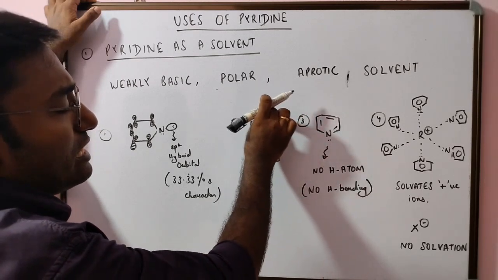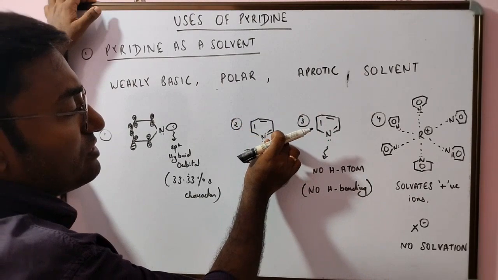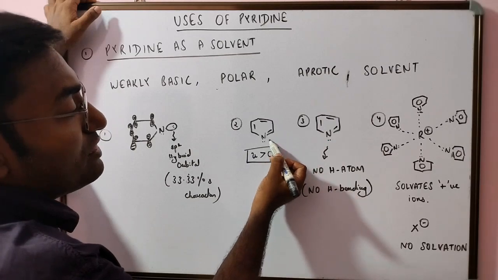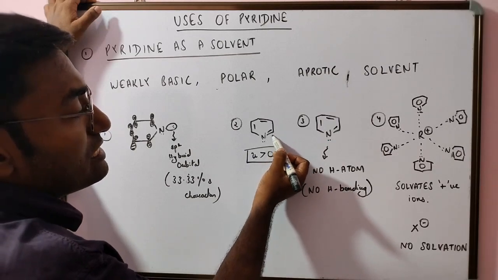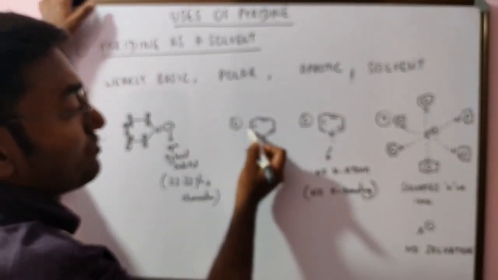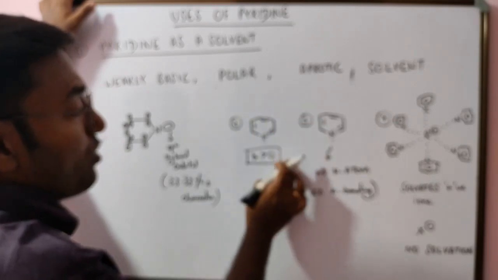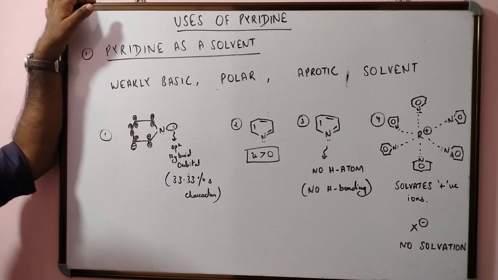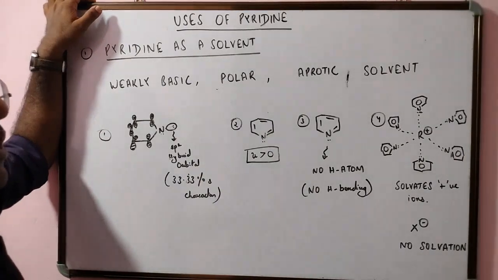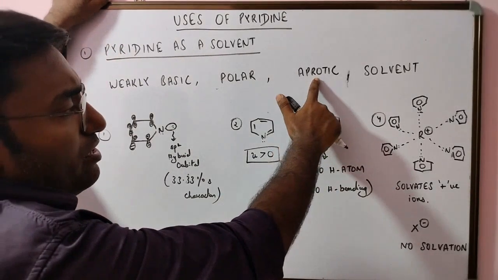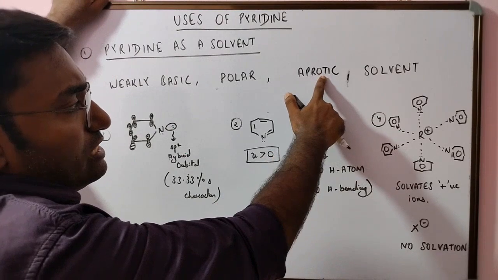This polarity is because of the difference of electronegativities of the atoms involved in the bond, which creates a slight polarity in each of the bonds of the pyridine ring, and overall the molecule of pyridine becomes slightly polar. The dipole moment here now becomes greater than 0. Third, pyridine is aprotic in nature.